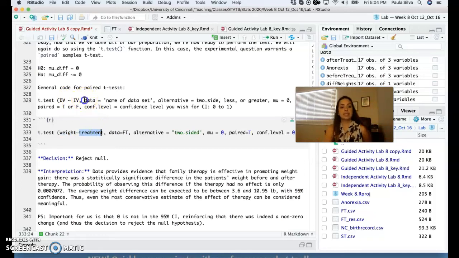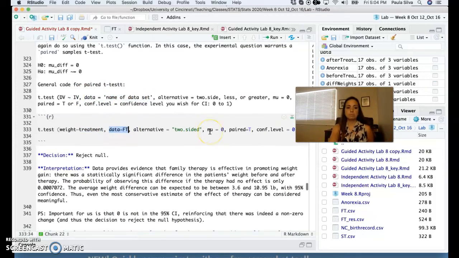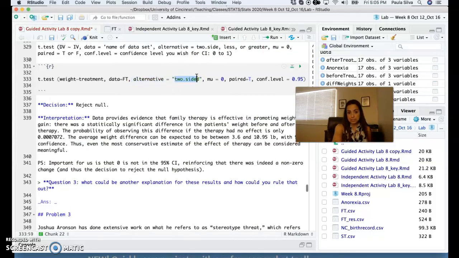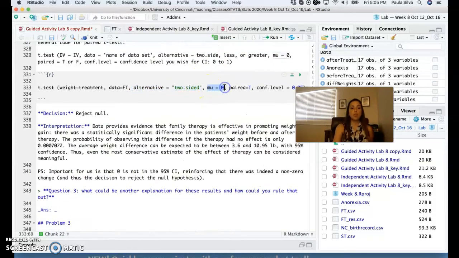Then we need to bring in the name of the data set, which is FT. Then we need to tell it if we want 2-sided, less than or greater than type of hypothesis, 1 tail or 2 tail, and if it's 1 tail, if it's less or greater. This time we want it 2-sided. We need to give it what the null hypothesis value is. Mean diff for the null hypothesis is 0.